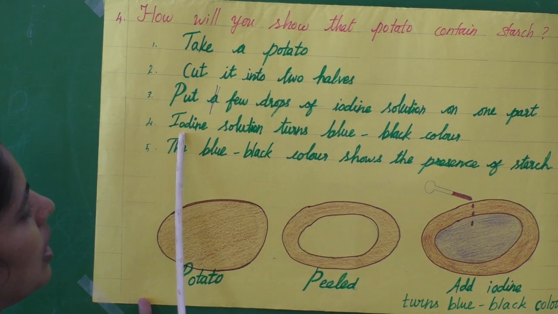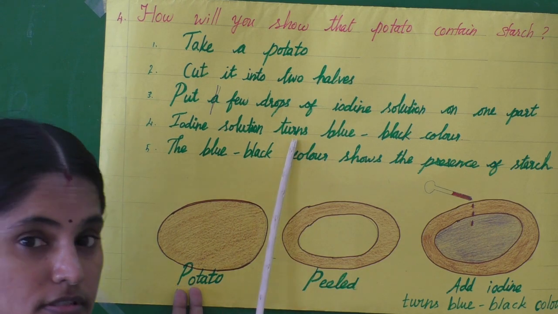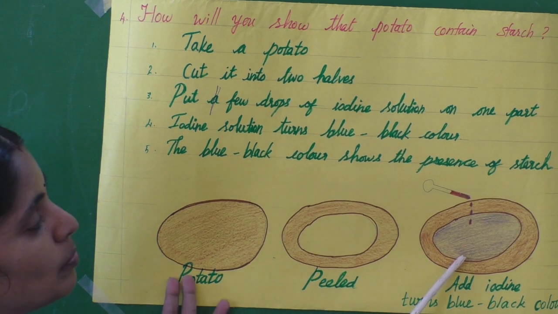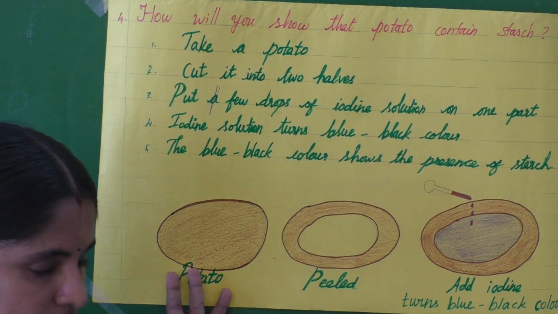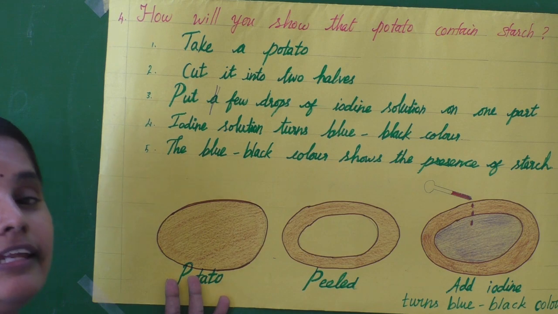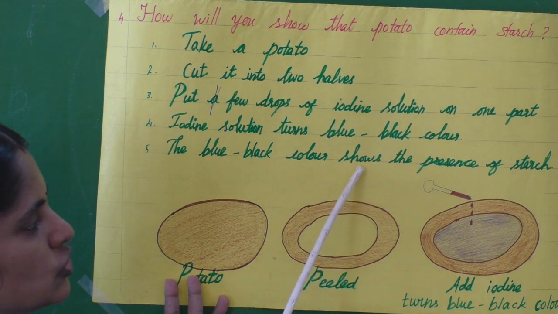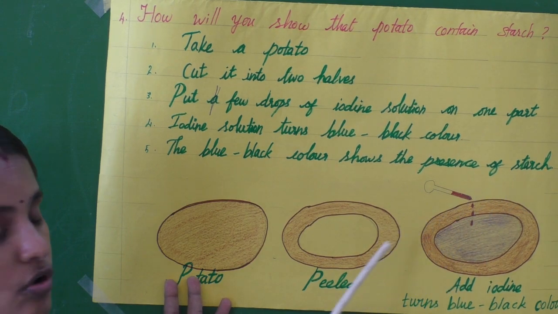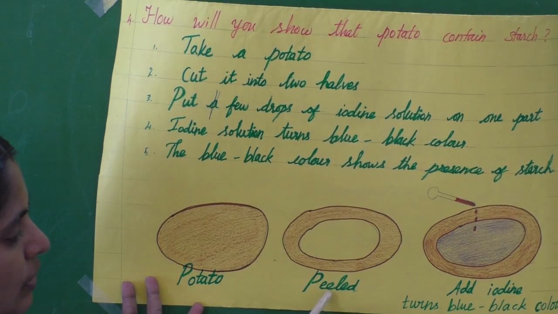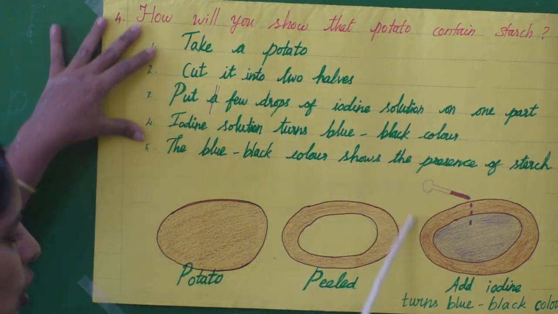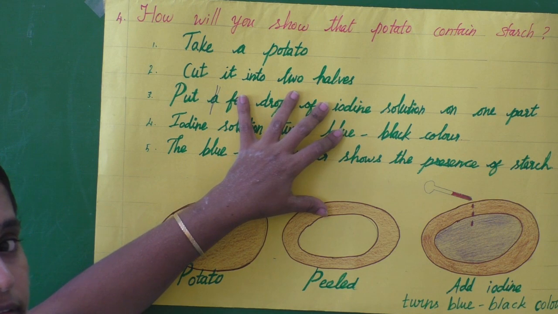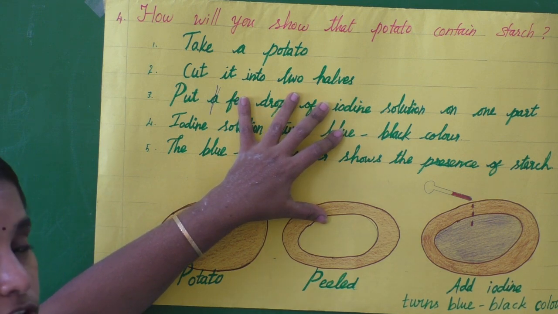Okay, so this iodine solution turns that particular part into blue black color. The blue black color is the indication of the presence of starch. It shows the presence of starch. So you have to draw the potato like this, one oval shape, round, peeled. And add iodine, turns blue black color. Like that you have to write.